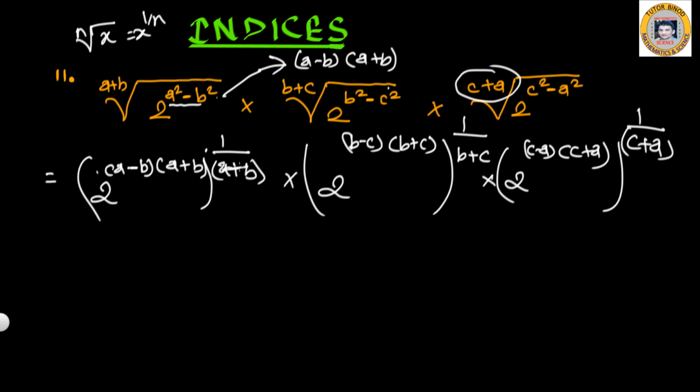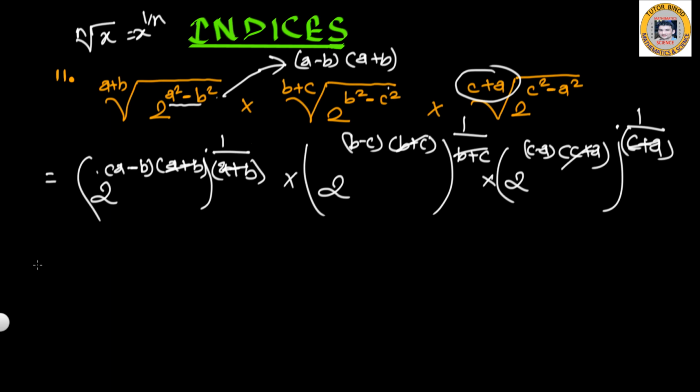So a plus b and a plus b is cancelled out. Similarly, b plus c and b plus c is cancelled out. Similarly, c plus a and c plus a is cancelled out, because anything to the power and to the power of that, the power is multiplied. If you multiply this power with this, this with this, and this power with this, you're going to cancel a plus b terms over here. Similarly, b plus c term over here and c plus a over here.